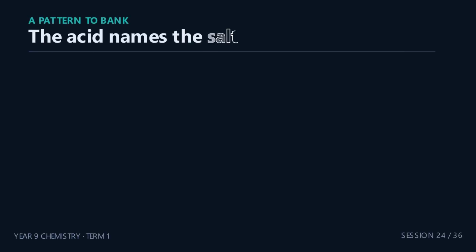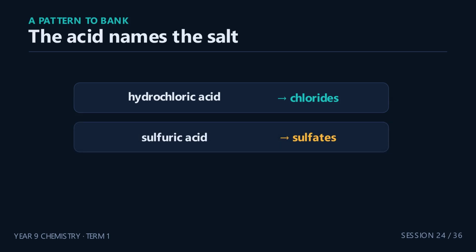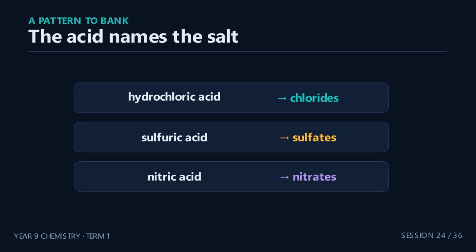One more pattern that will pay off richly in our acids topic. The acid you use decides the ending of the salt you make. Hydrochloric acid makes chlorides, sulfuric acid makes sulfates, nitric acid makes nitrates. Tuck that pattern away safely. When we reach neutralization in a couple of weeks, you'll be naming salts instantly while others are still guessing.